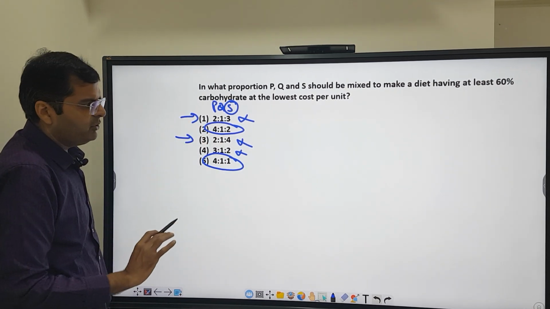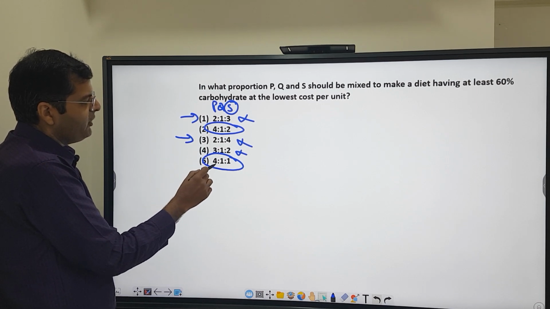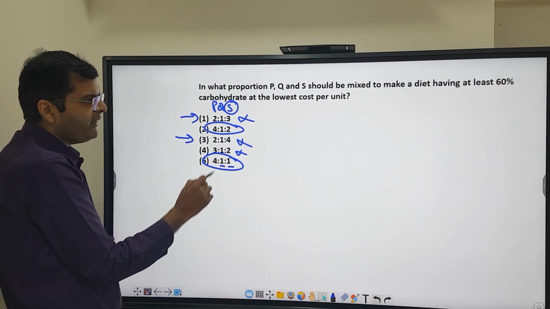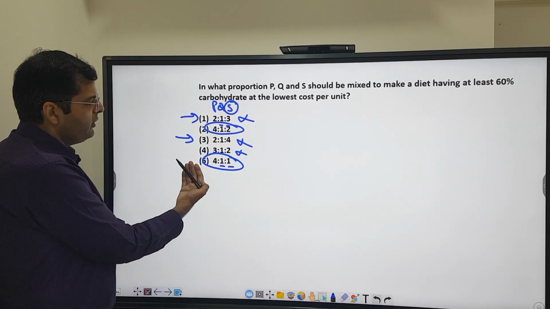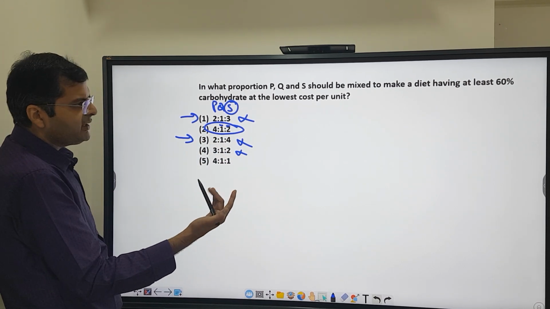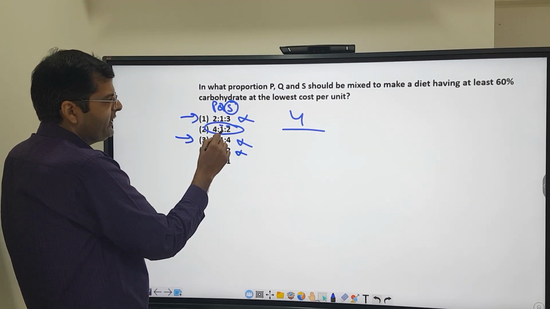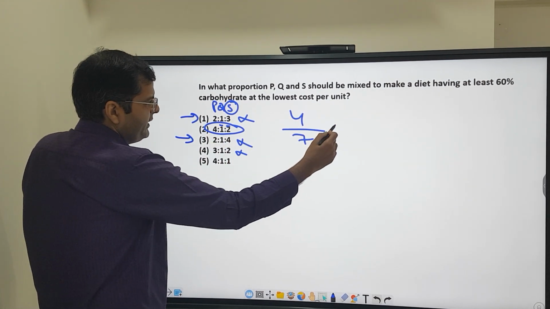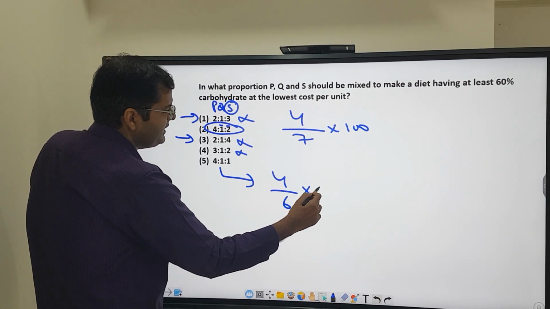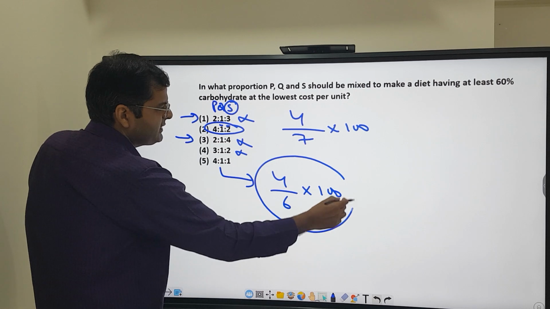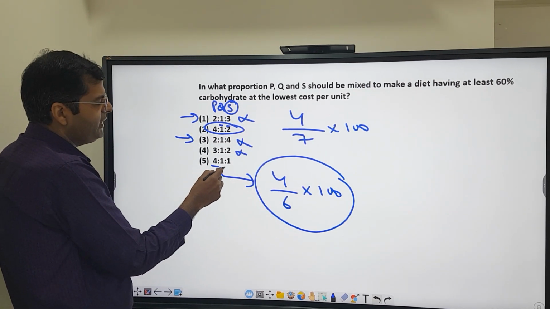P is the highest in both of them, but in terms of percentage value, P is higher in option 5, because the other options are only given 1 and 1. Here the other options are getting 1 and 2 in the ratio. So P has to be highest in terms of percentage amount. Here if you find the percentage of P, it will be 4 divided by 7 into 100. If you find the percentage of P here, it will be 4 divided by 6 into 100. So 4 divided by 6 into 100 is more than 4 divided by 7 into 100. So P has a much higher value here.